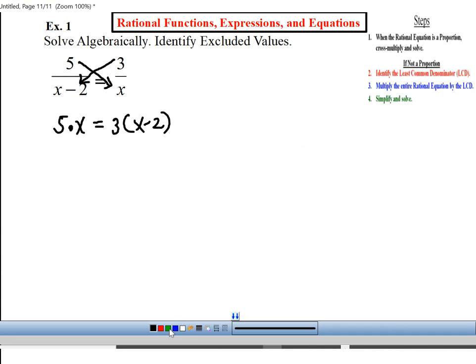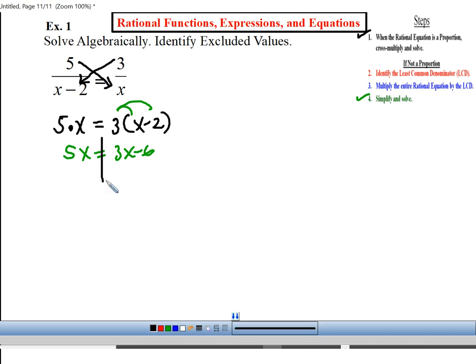Alright. Next. Now that I cross multiply, step 1 is done. I go to my last step, which is simplify and solve. Look at the right side. Can I simplify the right side? Yeah. Distribute. This is 3x minus 6, and this is 5x. Can I continue solving? Yes.